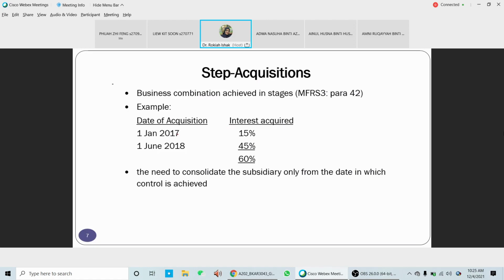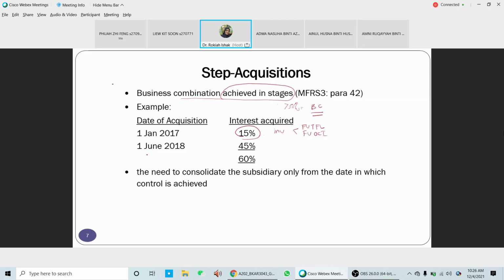For step acquisition, you achieve a business combination in stages. Achieving it in stages is when you buy shares and then you have more than 50%, so you consider that you have a business combination. For example, on 1st of June 2017, you only have 15% interest. During this time, it's a normal investment, either fair value through profit or loss or fair value through other comprehensive income. Just a normal investment, no control yet.